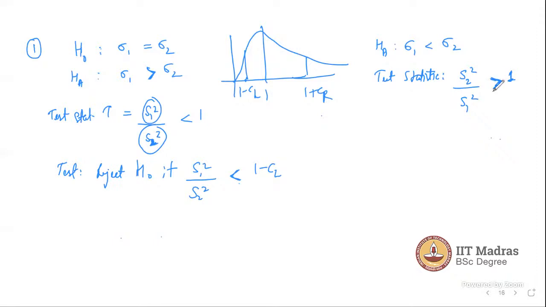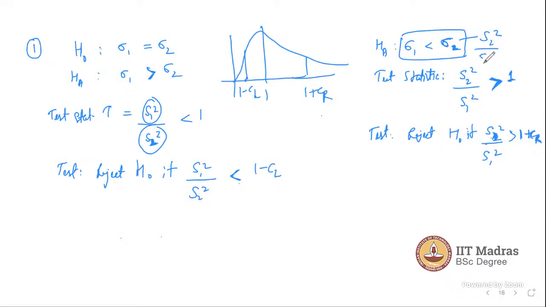Looking at the values in the samples, if it is greater than 1, we take the test to be: reject H0 if S2 squared by S1 squared is greater than 1 plus CR. So basically you have to check your alternative hypothesis. In this case, you have to check whether sigma 2 is greater than sigma 1. So I will take my test statistic to be S2 squared by S1 squared.